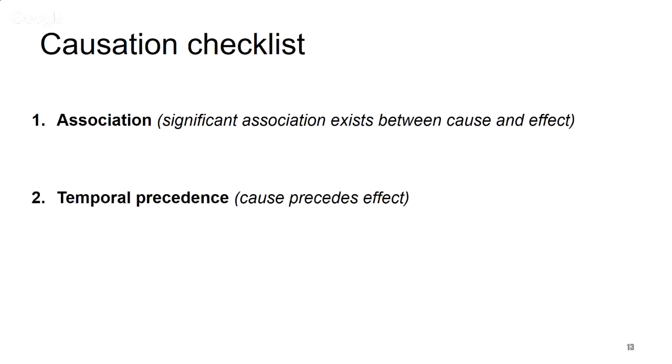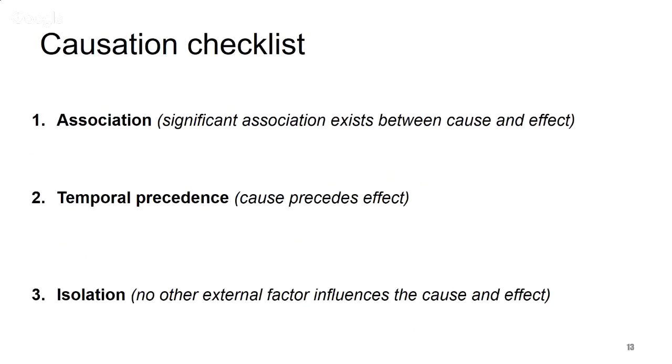So here's a causation checklist, and I call it a checklist because irrespective of what field you're coming from, if you're doing causal research, you would have to check for these three essential conditions before you can actually claim causal inferences. The first one being association. There needs to be a significant association between cause and effect. The second being temporal precedence, which means the cause has to precede the effect. And the third, the most important and probably the hardest to prove, is isolation, which means that no other external factor must influence either the cause or the effect or both.